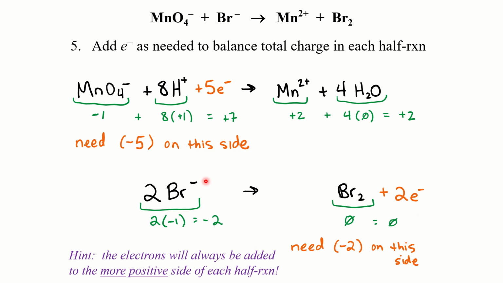One hint I do want to give here is that the electrons are always going to be added to the more positive side of each half reaction. So here it was +7 and +2. Add 5 electrons to that more positive side to make these numbers equal. Here we've got -2 and 0. Add 2 electrons to the right side to get these numbers to balance.